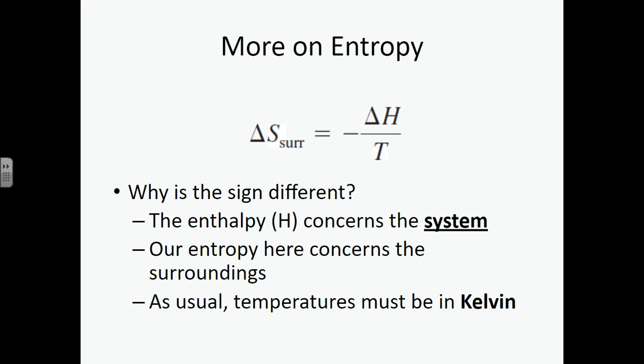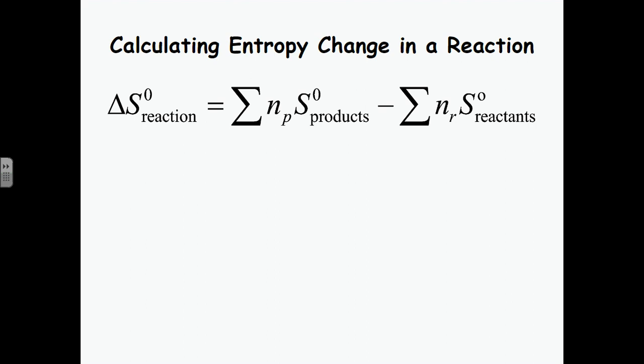So the entropy here concerns the surroundings. And like I said, your temperature wants to be in Kelvin. We won't look at any particular calculations for this formula, but you want to understand that if you have a lower temperature, you're going to have a larger impact if you have a greater value for your enthalpy. And if you have a larger temperature, the variation in enthalpy can become moot. So there's another way of calculating entropy as well, and this is the entropy of a reaction.